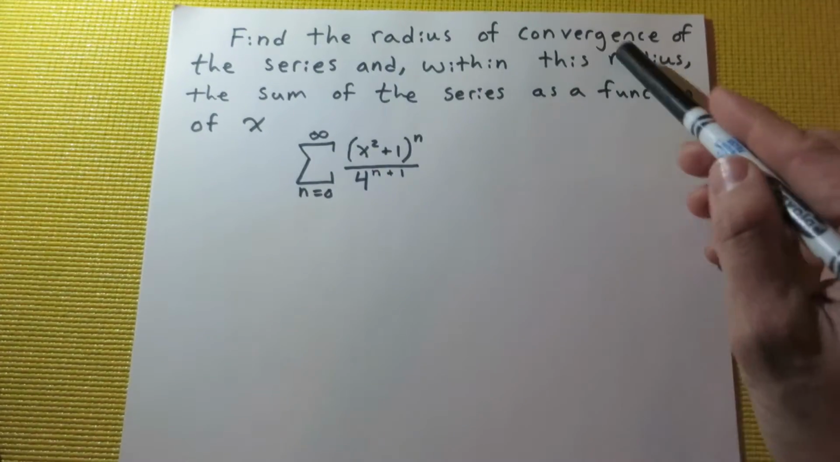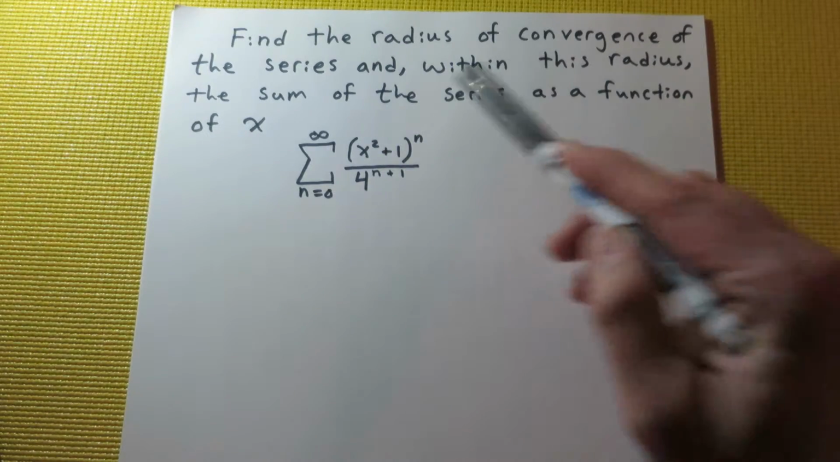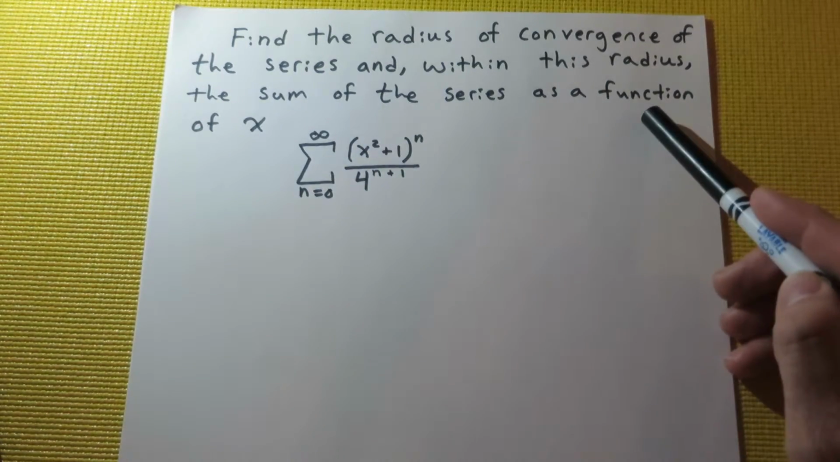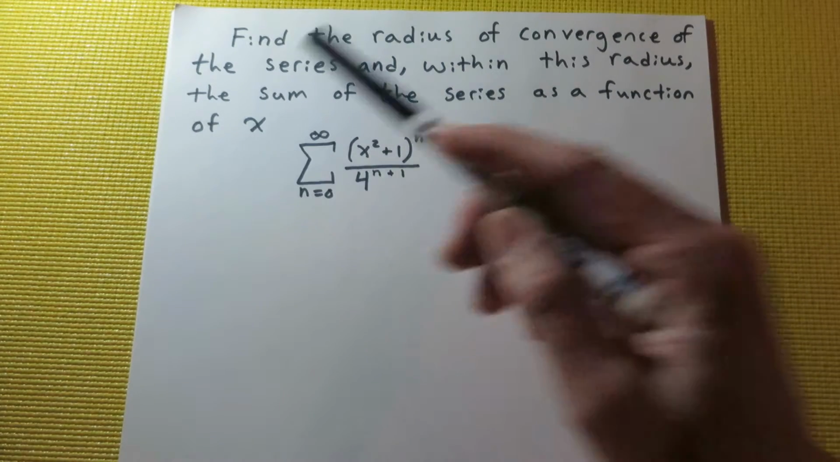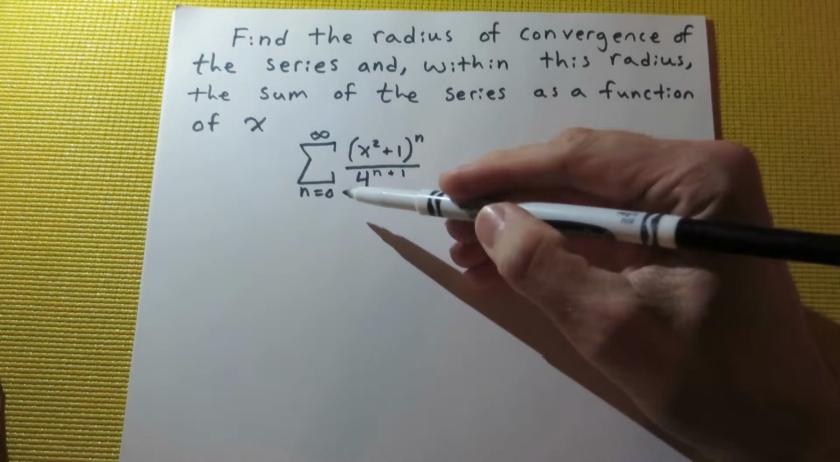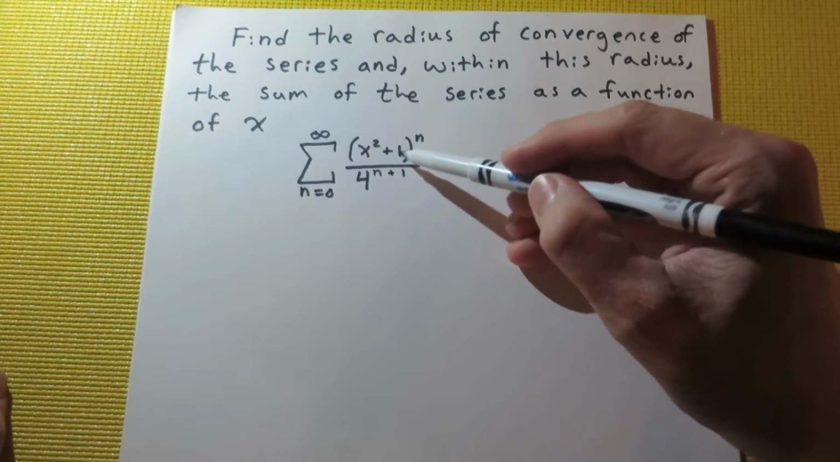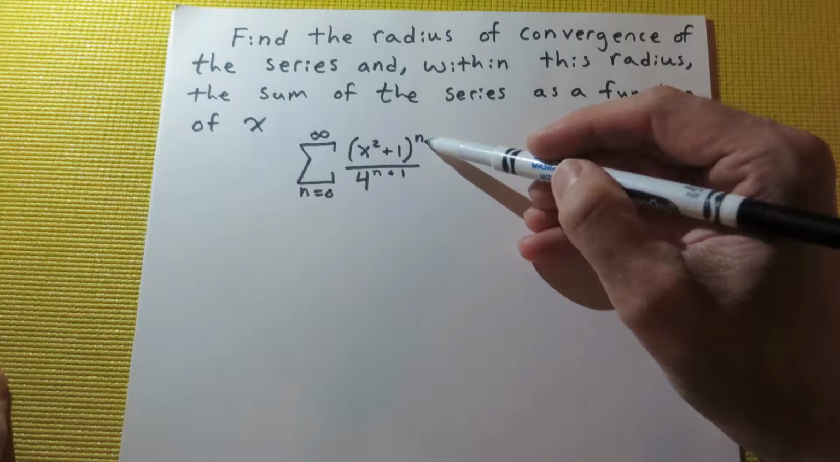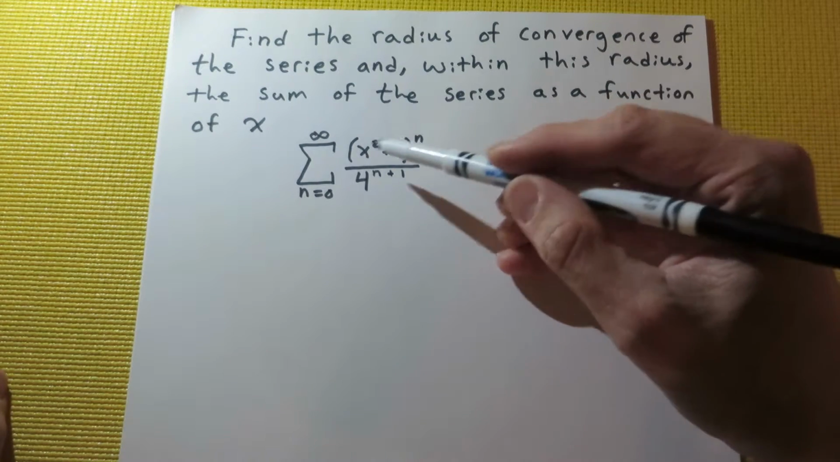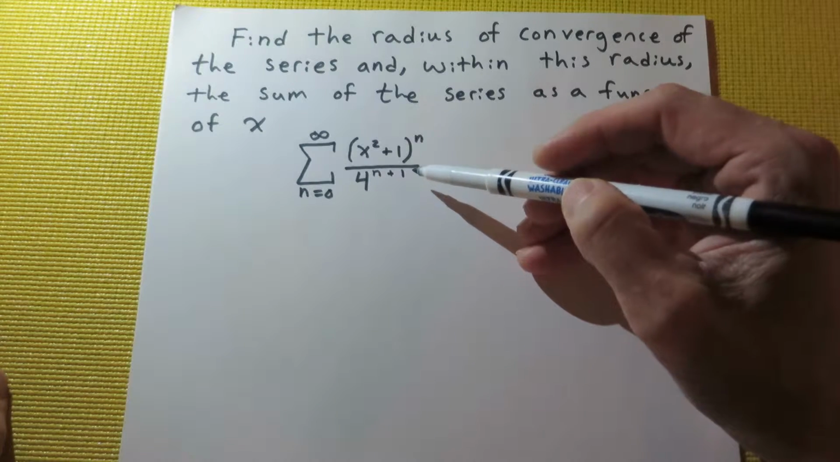Find the radius of convergence of the series, and within this radius, the sum of the series as a function of x. We are given the sum from n equals 0 to infinity of (x squared plus 1) to the nth power over 4 to the n plus 1.